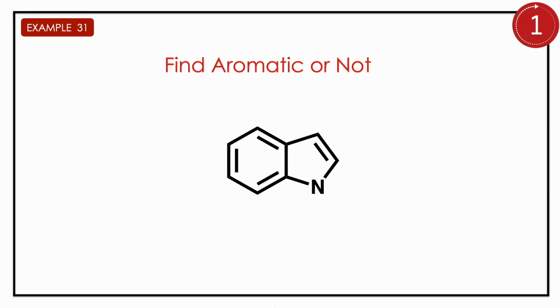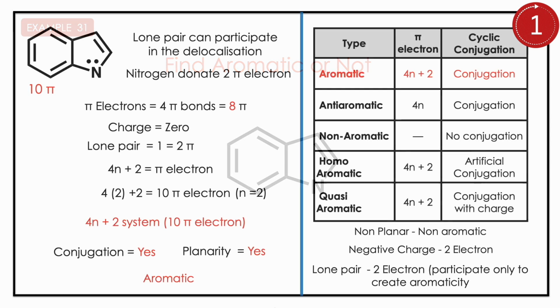Then the next example, you have indole, with a benzene and a fused nitrogen system. You should find whether the indole is aromatic or not. Indole has 4 pi bonds but 1 nitrogen. Nitrogen can donate the lone pair to create the aromaticity, so nitrogen can participate in the delocalization and donate the electrons. So totally 10 pi electrons: 8 pi electrons from double bonds, 2 from the lone pair. So 10 means it's a 4n plus 2 system where n is 2. The conjugation is definitely there because the nitrogen lone pair provides conjugation, and planarity is definitely there. It's a cyclic system. So 4n plus 2, conjugation, planar means the given indole is aromatic.